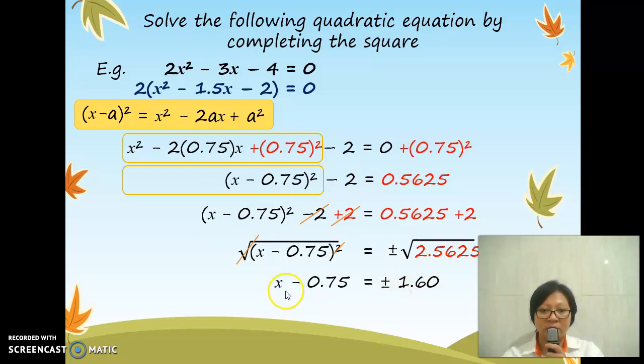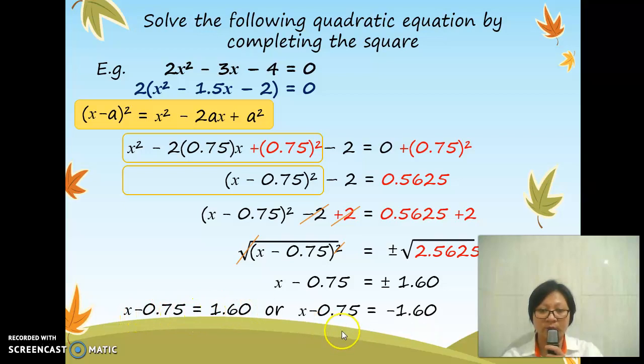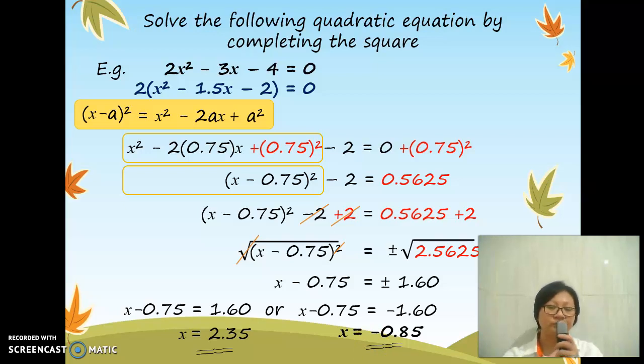Now you have this equation. You can split the equation into x minus 0.75 is equal to 1.60, or x minus 0.75 is equal to minus 1.60. So using the balance method, we can find the solution. x is equal to 2.35, or x is equal to negative 0.85. And don't forget to underline your final answer twice.